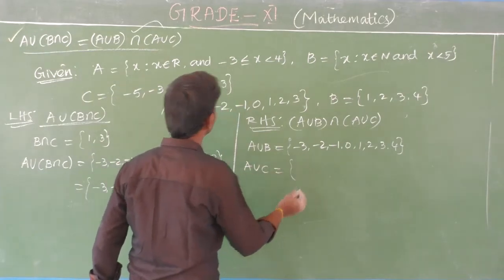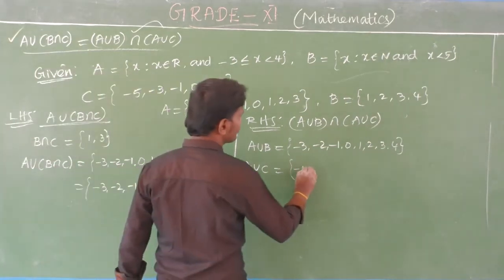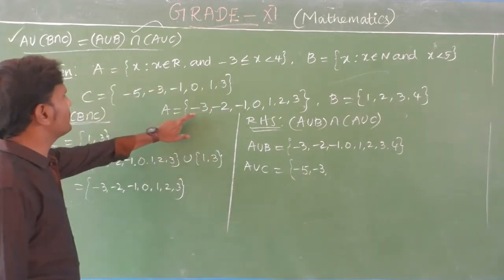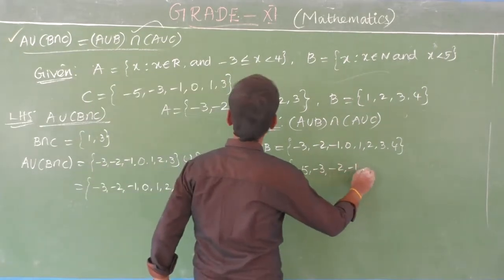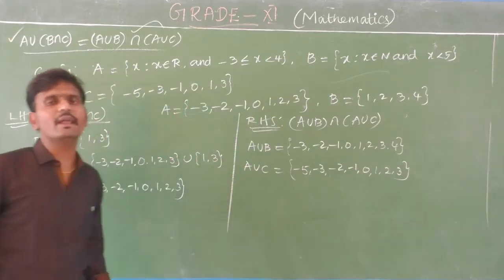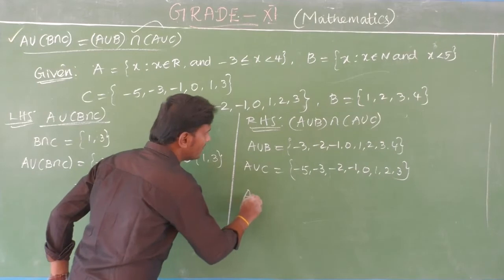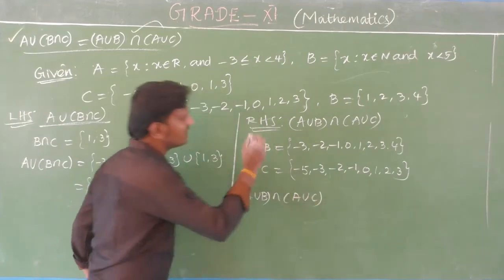So A union C means what we do? We want to join A and C. So here I am going to take minus 5, minus 3. What is that? A and C. Minus 5, minus 3, minus 2, minus 1, 0, 1, 2, 3. So these are the elements of A union C. Then finally I am going to find A union B intersection A union C.